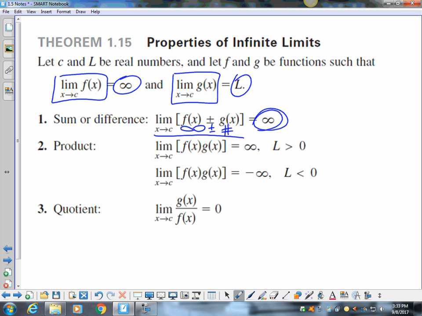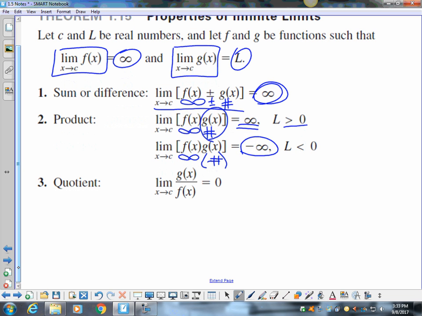When you multiply it, if f of x is infinity, and g of x is some number, if I multiply them together, I'm going to get positive infinity as long as that number is positive. If this is infinity and this is a negative number, it does change your answer to negative infinity. Infinity times a negative number is going to be negative infinity.